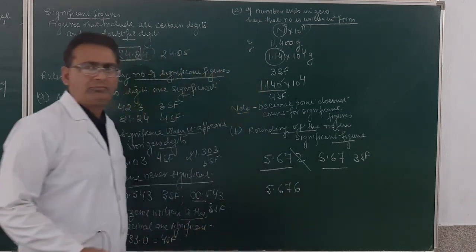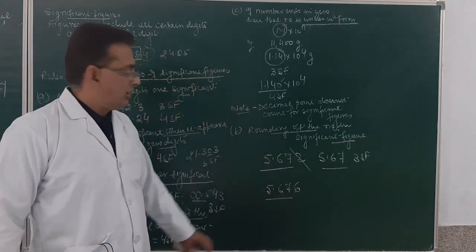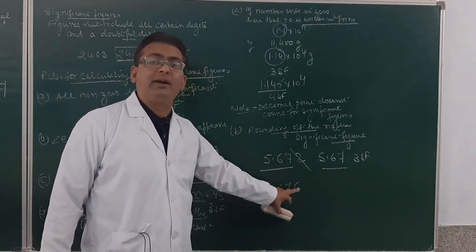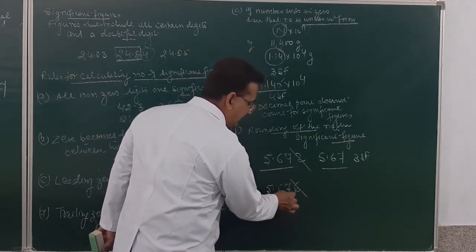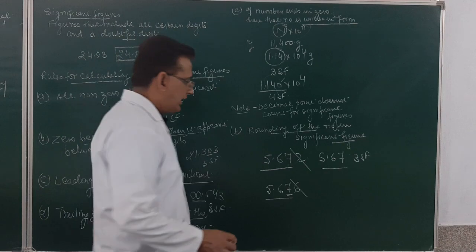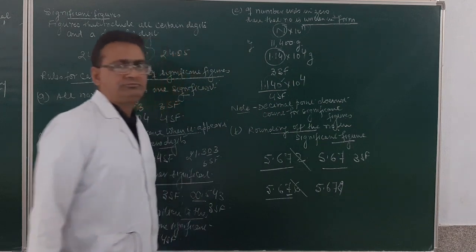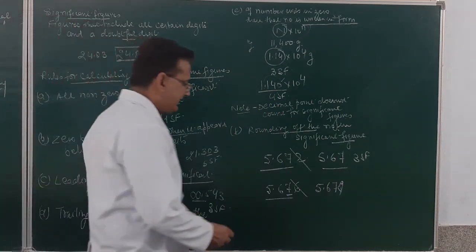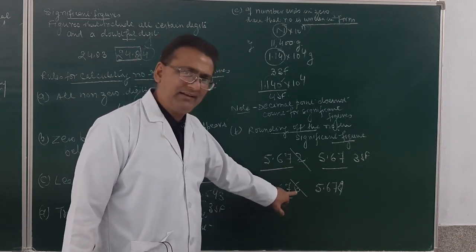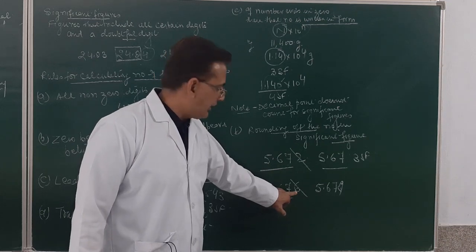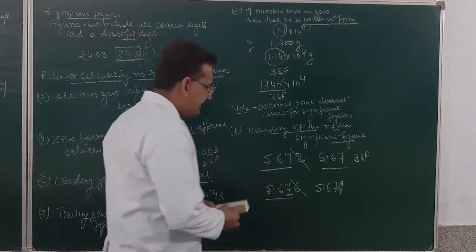Now, suppose the number is 5.676. Here again I want to report the answer to 3 significant figures, but the number following the last number to be retained is greater than 5. So in that case, the other figures will be discarded and the last number to be retained will increase by 1. The last number to be retained is 7. The following number is 6, which is greater than 5. When it is greater than 5, this will be discarded and this number will increase by 1. So the answer will be 5.68.